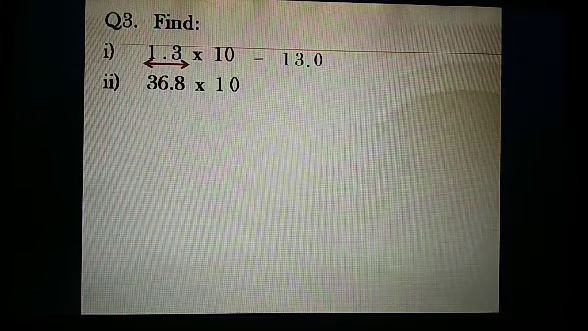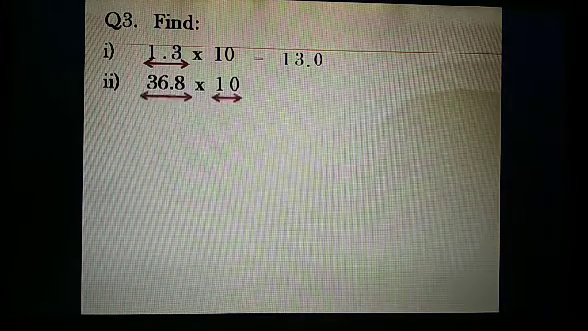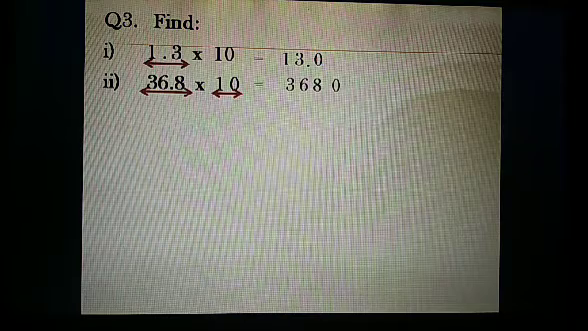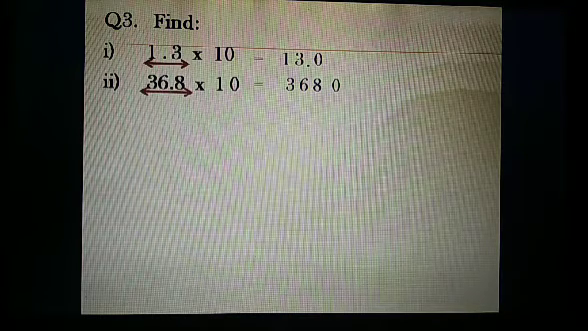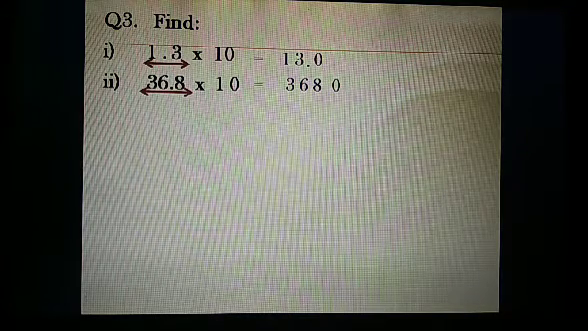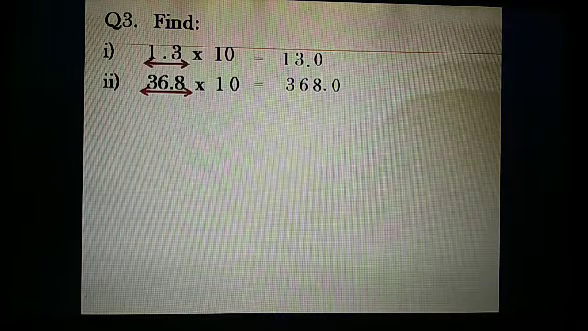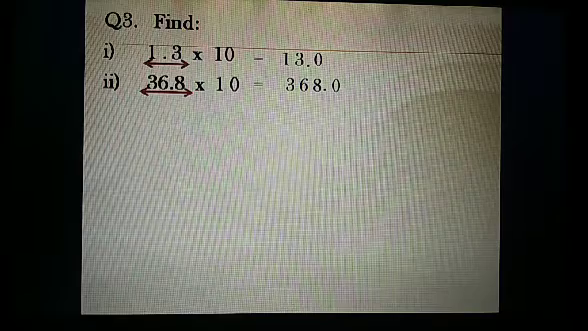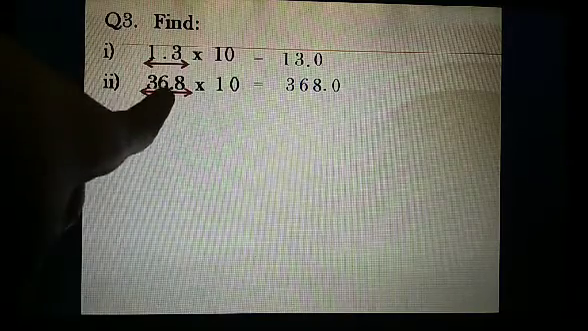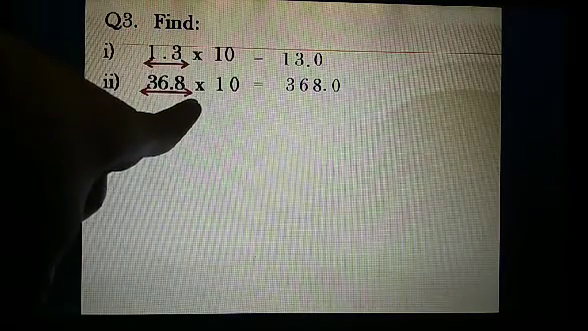Next, again multiply by 10. Just add a 0 after the number. Now because there is 1 digit in the decimal number, place a dot after 1 digit from right. And again, using the logic of 1 zero, shift this dot 1 place right.